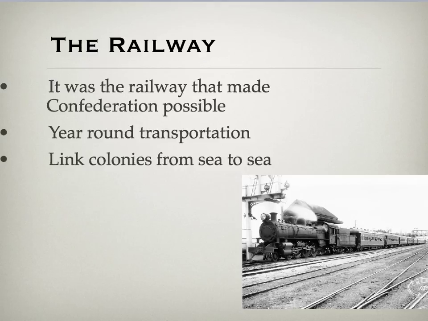For example, fish could be shipped from Nova Scotia to Toronto with the railway, and an intercolonial railway would overcome the problems such as mountains and freezing of the St. Lawrence.